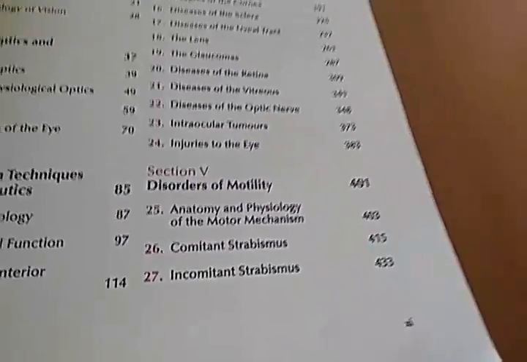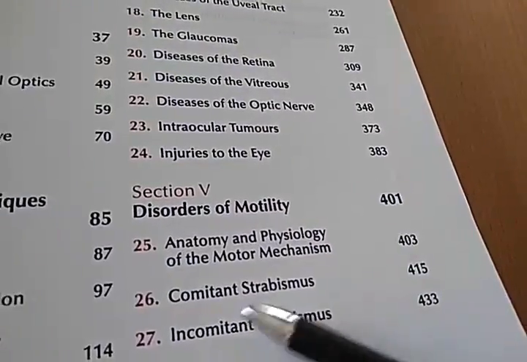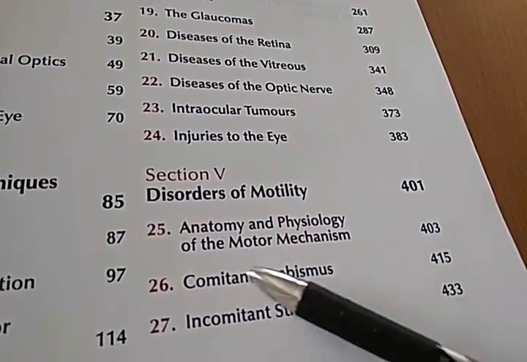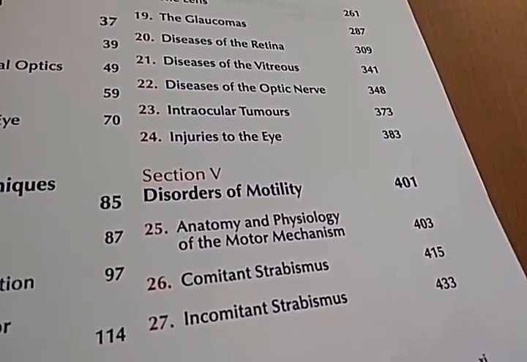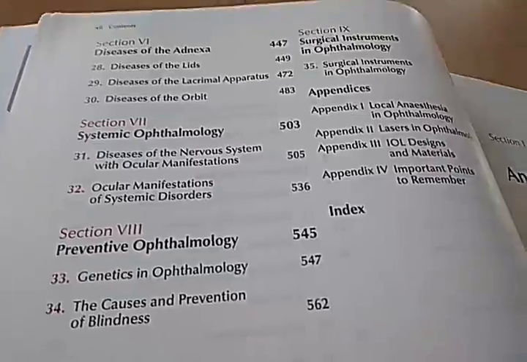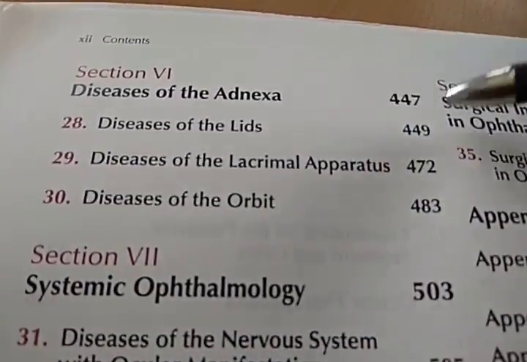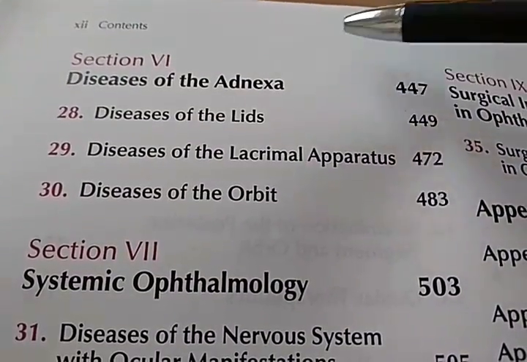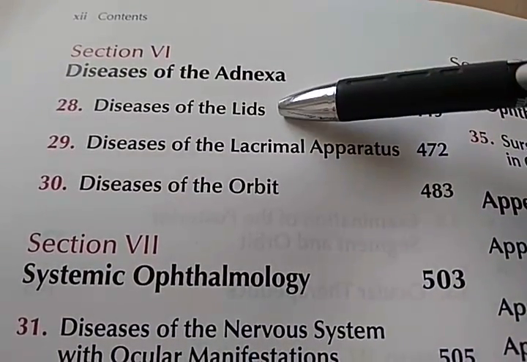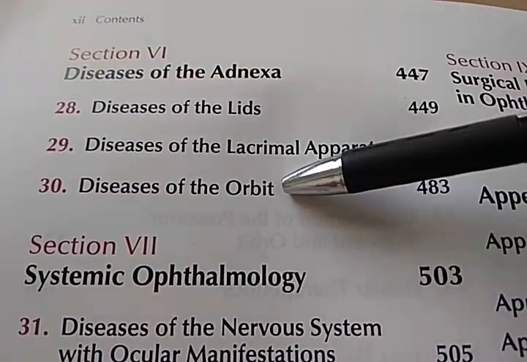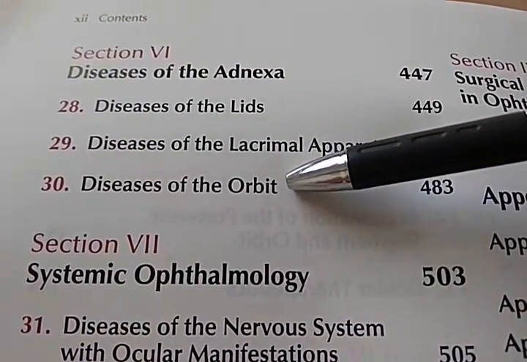Disorders of motility, guys, all the strabismus or squint. In strabismus, you have so many types, concomitant, incomitant. This is the adnexa, that is, the supporting structures. You can see the lids, the eyelids, and what problems can you have? Chalazion, blepharitis, etc. Lacrimal apparatus, dacryocystitis. Diseases of the orbit, what will you have?